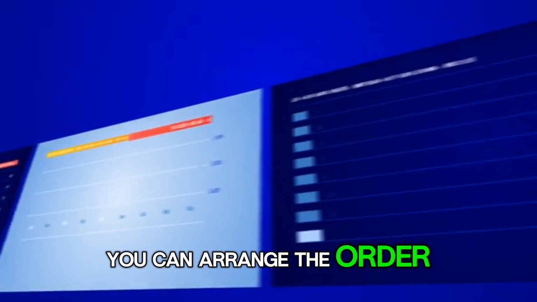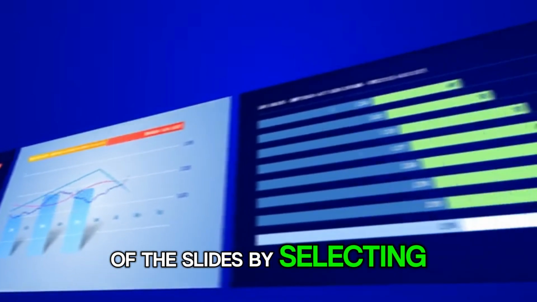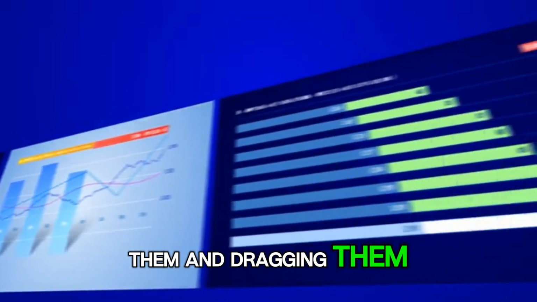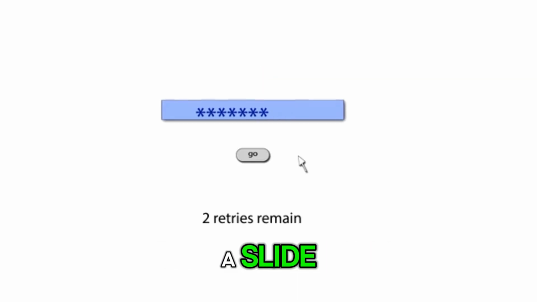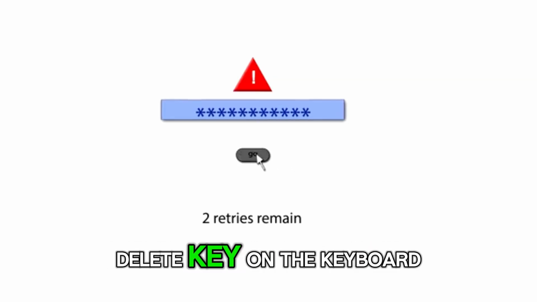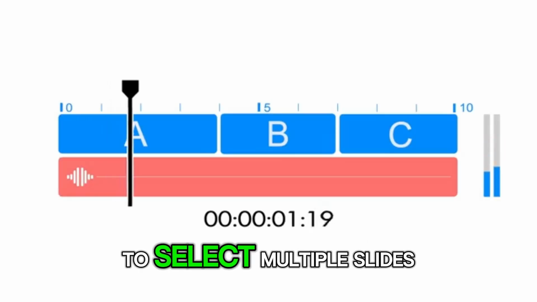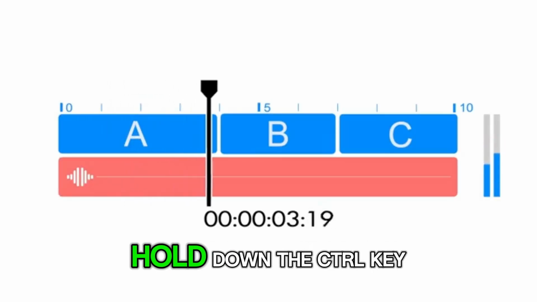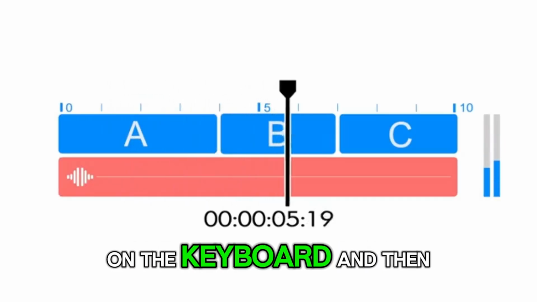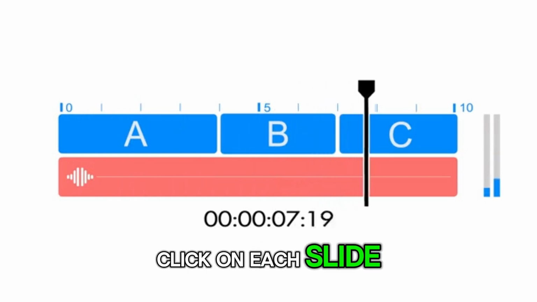You can arrange the order of the slides by selecting them and dragging them. If you want to remove a slide, select it and press the Delete key on the keyboard. To select multiple slides, hold down the Ctrl key on the keyboard and then click on each slide.